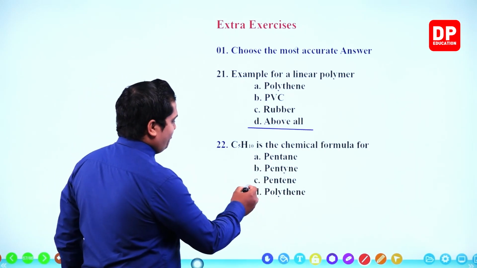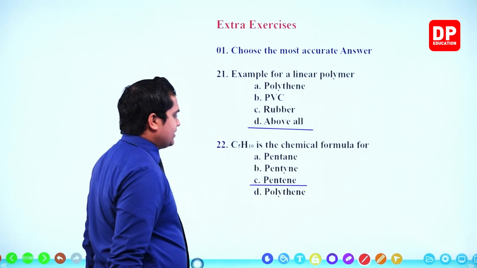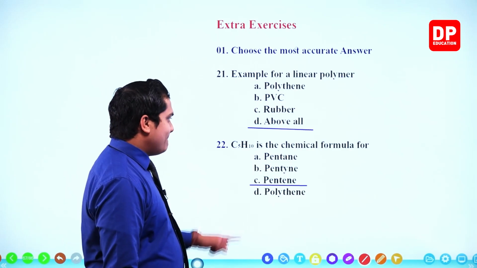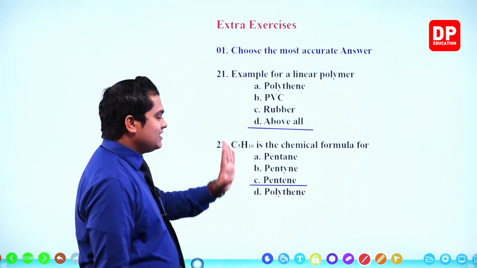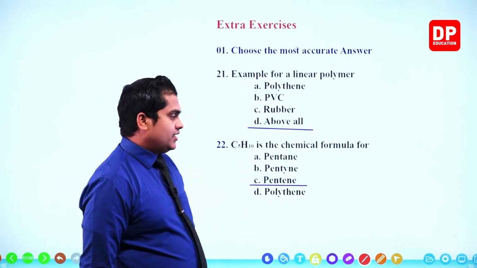Pentene is the answer, right? Why is it ene? Because the hydrogen count is twice the carbon count, okay?